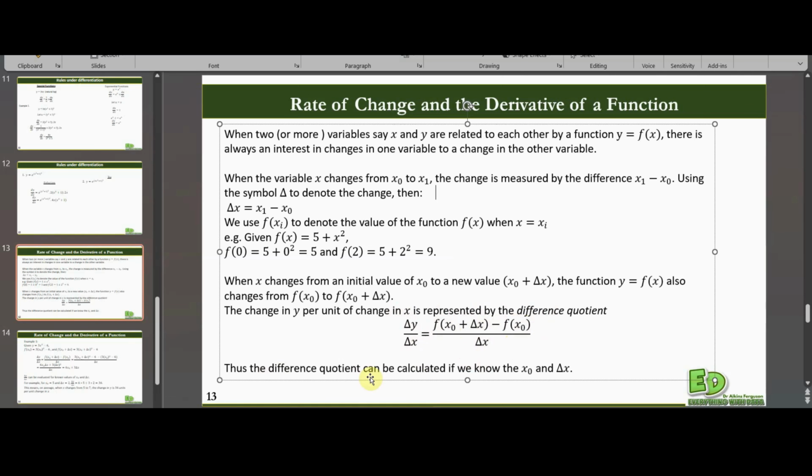Thus, the difference quotient can be calculated if we know the x0 and change in what? x. So the difference quotient over here gives us the rate of change of y with respect to x. That is why it is change in y over change in x. This is just a foundational concept in calculus, especially when you are studying what is called derivatives, right? So the difference quotient here simply gives us the rate of change in y with respect to x, right?